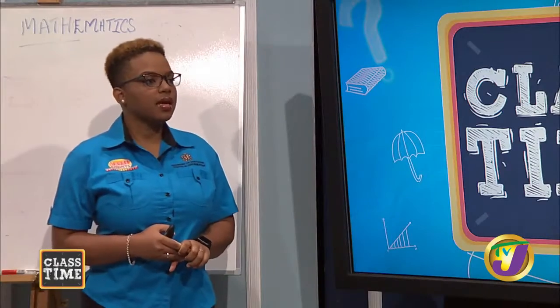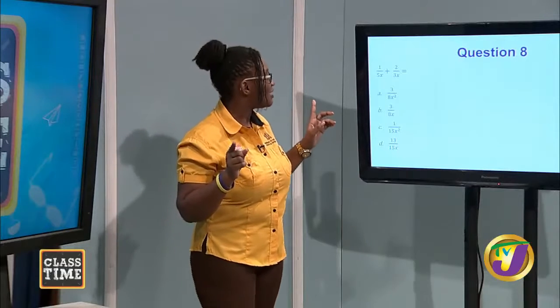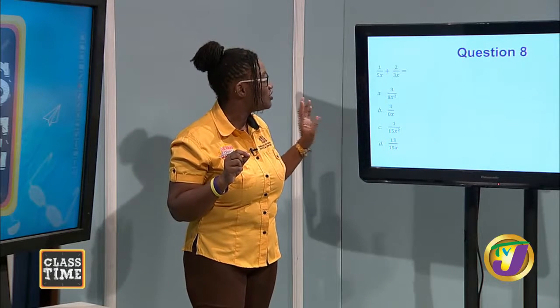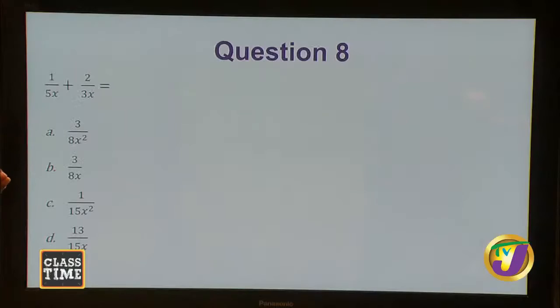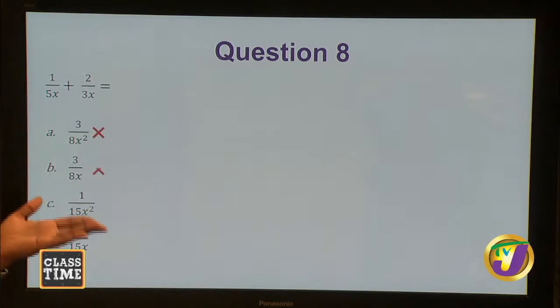Find the LCM. But when we're looking at the LCM, we know this LCM could never be 8x squared at all, because 8, first of all, is not even a multiple of 5 and 3, neither of the two. So we can go ahead and eliminate A and B. But what's the LCM though? Call yourself the bigger number. Just kidding. 15x. So the LCM is actually 15x.